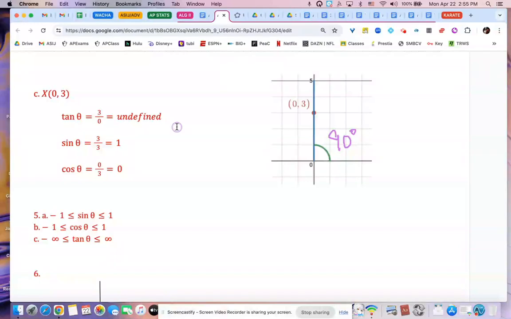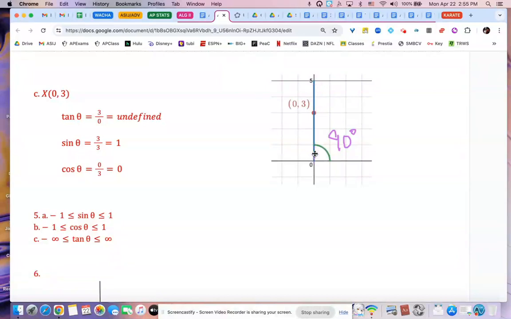That's really weird. Just remember the x value is 0, so that cosine value is going to be 0. You can see it's 0. For the sine ratio, remember that's the height, but remember, it's the height over the hypotenuse. So in this case, the height and the hypotenuse are the same number, right?